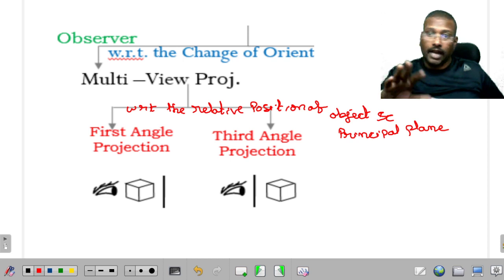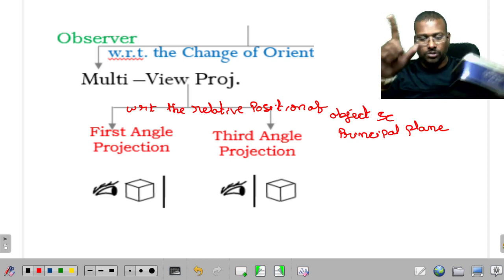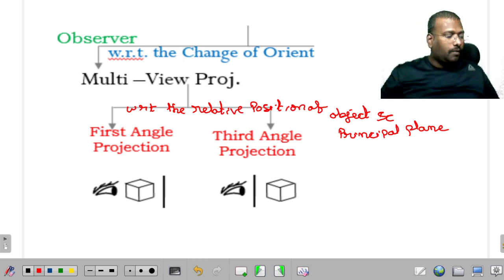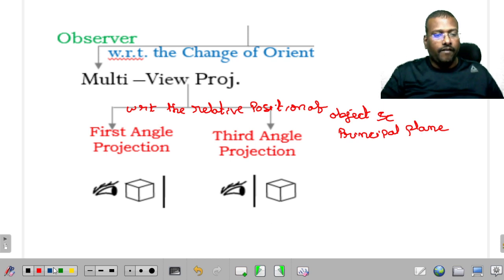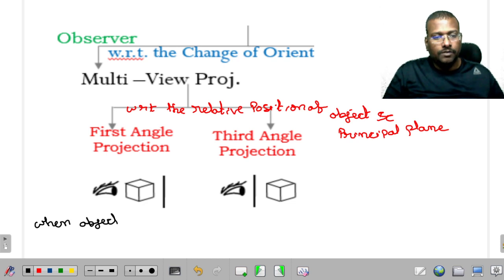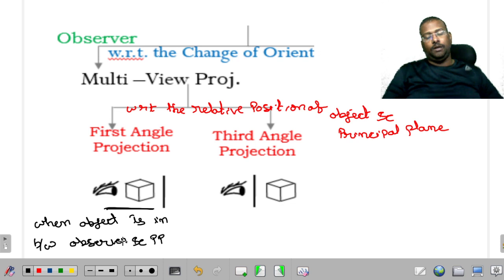Why is it first angle? Again, I will give you the details. Just remember this here. What is the first angle projection? When the object is in between the observer and the principal plane, then it is called first angle projection.